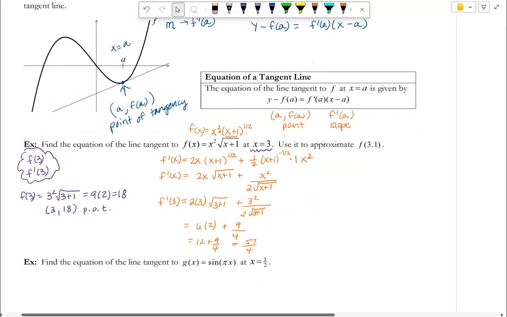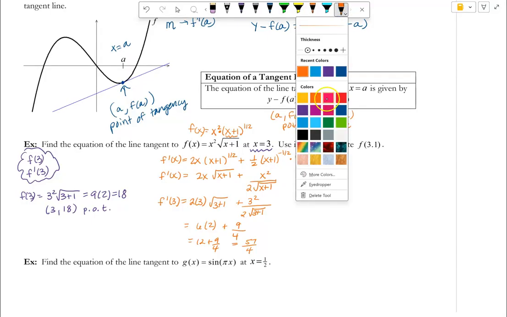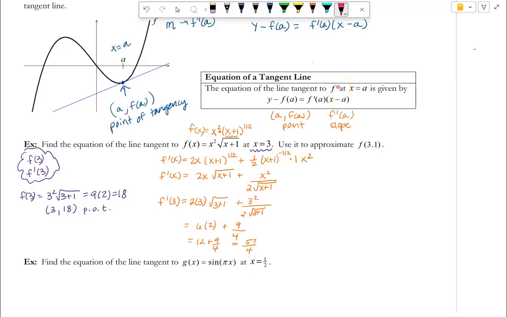All right, so now we are ready to write our equation of our tangent line because we have everything we need. We have a point and we have our slope. So y minus 18, so again, that's our output from our point of tangency, is equal to our slope, 57/4.